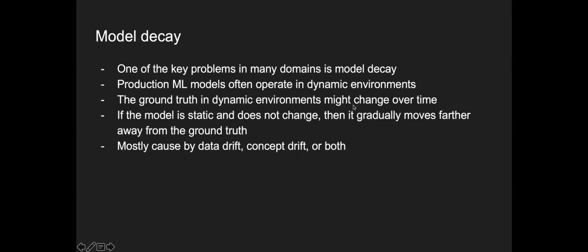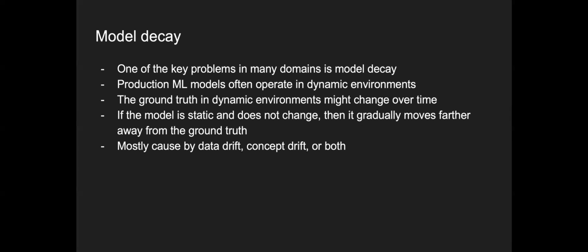One of the key problems in many domains is model decay. Production machine learning models often operate in dynamic environments, so the ground truth might change over time. If the model is static and does not change, then it gradually moves farther away from the ground truth. This is mostly caused by data drift, concept drift, or both of them.